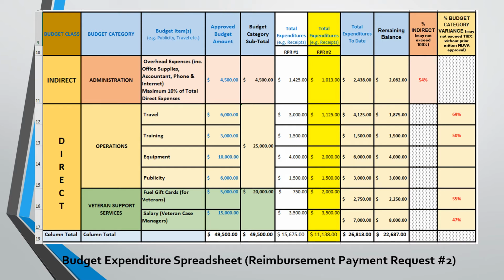The spreadsheet, because it's an Excel format and has embedded formulas, if you stop the presentation and take a couple minutes to look at it, automatically calculates the total expenditures per budget item and the remaining balance and the grand total. So that is how the budget expenditure spreadsheet is used throughout the grant period.